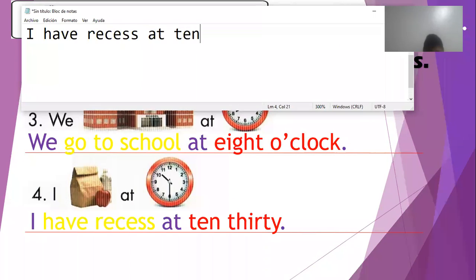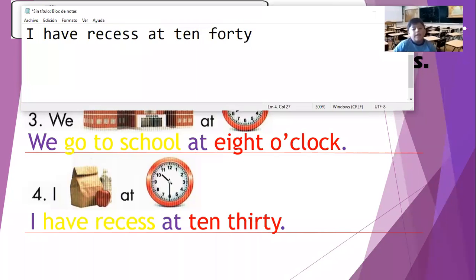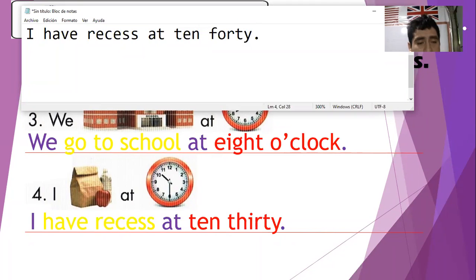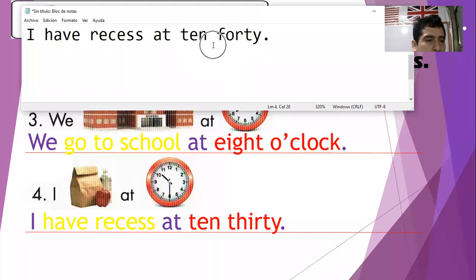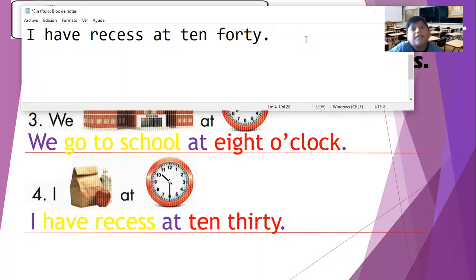9. Let me check. Aquí ya su break at 10:40, right? At 10:40. Yeah, good. No? Ustedes un break es a las 10:30, a las 10:40 or not? Yes. I have recess at 10:40. Good.